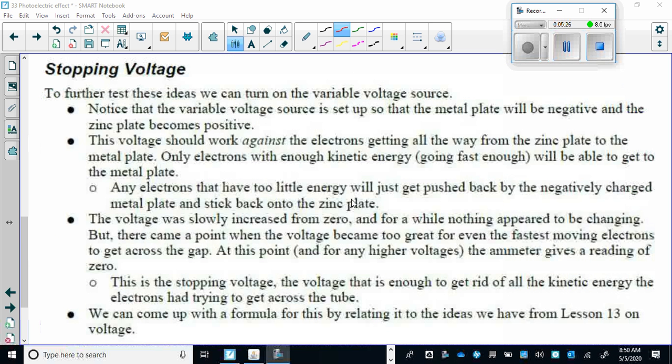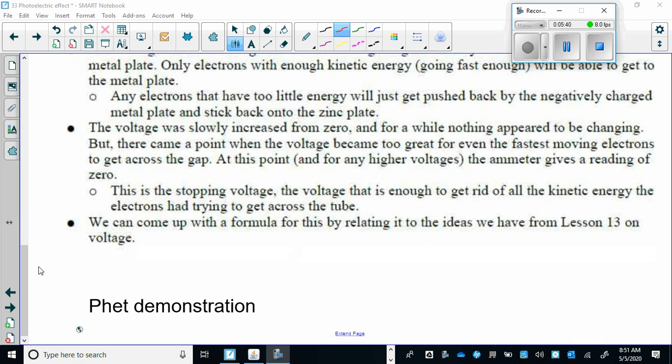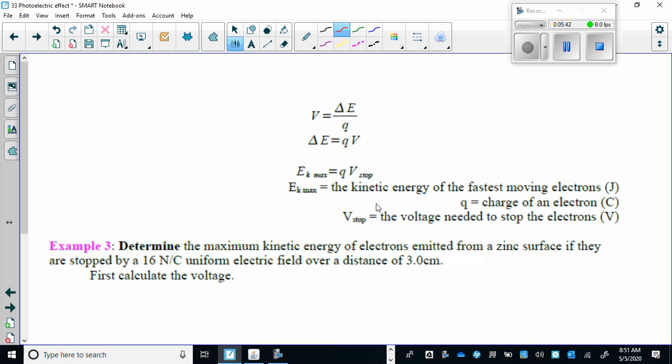And here's the concept of stopping voltage. The stopping voltage is the voltage that will prevent the electrons with the fastest velocity, the most kinetic energy, from completing the circuit. And here is the formula for stopping voltage. It's derived from the formula for voltage. So voltage equals the change in energy divided by the charge. And we're talking about electrons here.